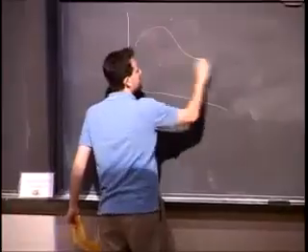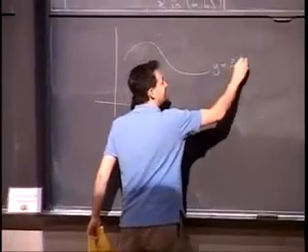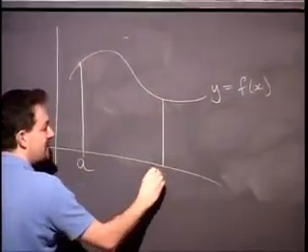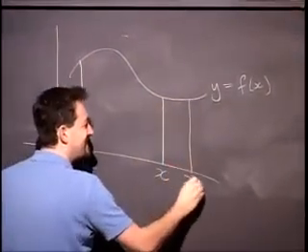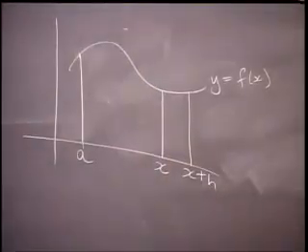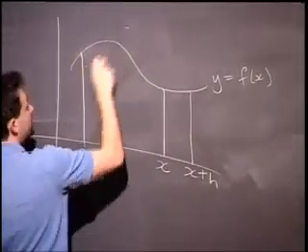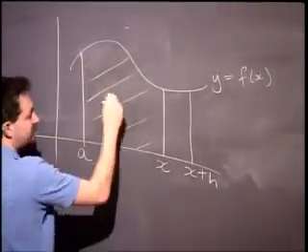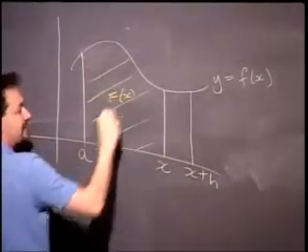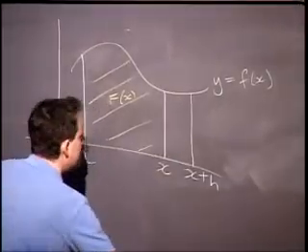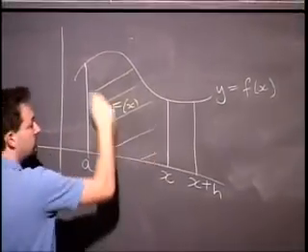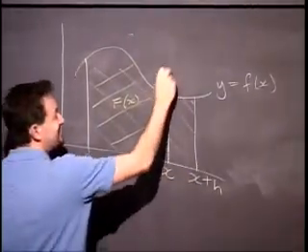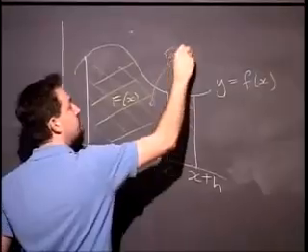Well, here's our function, little y equals little f. And now I've got my fixed endpoint a. And I'm going to take x here. I'm going to take x plus h. Okay, now, in green, that area from a to x is capital F of x. Whereas in the pink, if I go all the way up to x plus h, that area is F of x plus h.